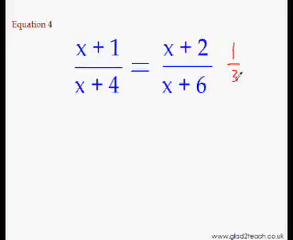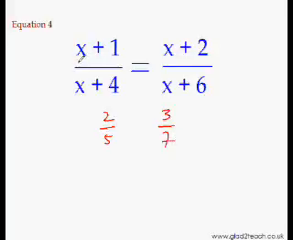So obviously 1 over 3 is not equal to 1 over 4. Now let us try the next value, that is put x equal to 1. 1 plus 1 is 2 and 1 plus 4 is 5. So this is 2 over 5. Similarly, this will be 3 over 7. Obviously they are not equal.